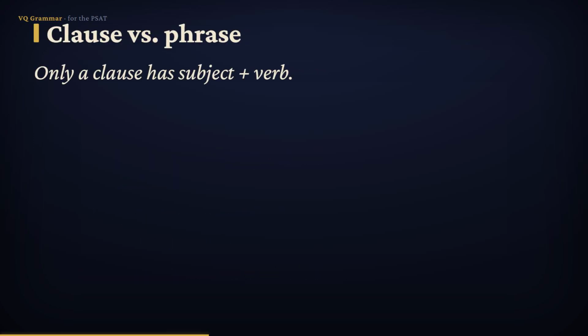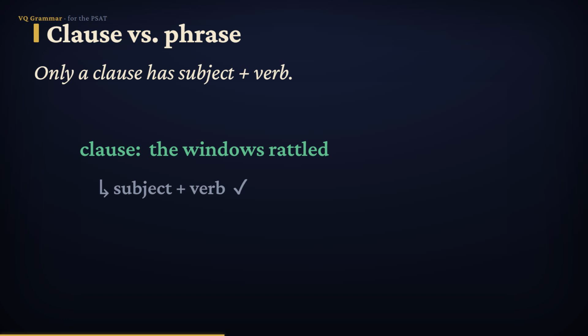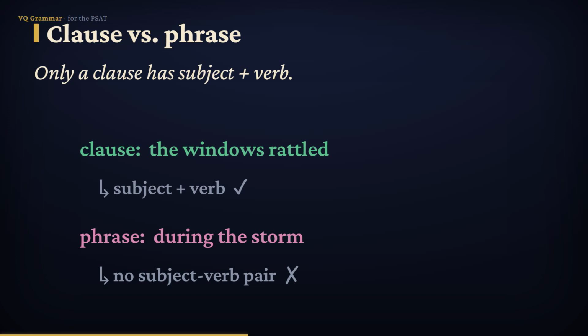One thing to keep straight, a clause is not the same as a phrase. A clause always has a subject-verb pair, like the windows rattled. A phrase is just a group of words with no subject and verb working together, like during the storm. During the storm has no one doing anything, so it's a phrase, not a clause. The test is simple. Find a subject teamed with a verb, and you've got a clause. If there's no such pair, it's only a phrase.